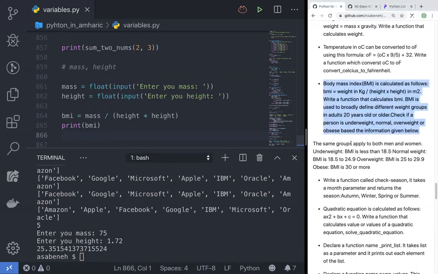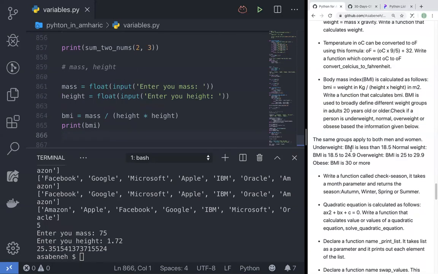men and women. Yeah, gender doesn't matter. Underweight is BMI less than 18.5. Normal weight is BMI from 18.5 to 24.9. Overweight is from 25 to 29.9. Obese, yeah, let's do that.